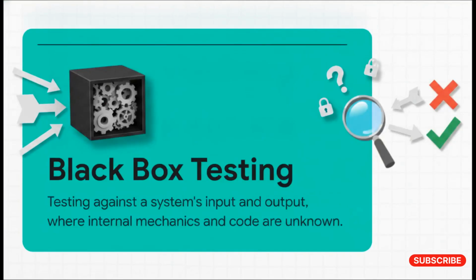The term literally refers to a system where the internal mechanics are completely unknown to you. In this method, the tester has absolutely no idea what the internal code looks like. Instead, the testing is purely against the system's inputs and outputs. Basically, you put something in, and you check to see if the right thing comes out, without ever peeking at the machinery doing the actual work behind the scenes.